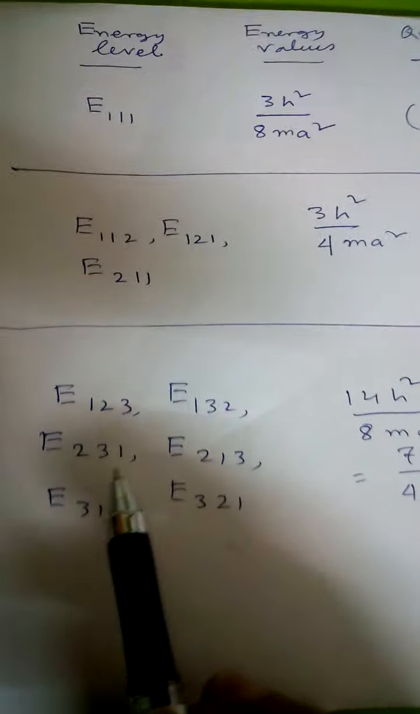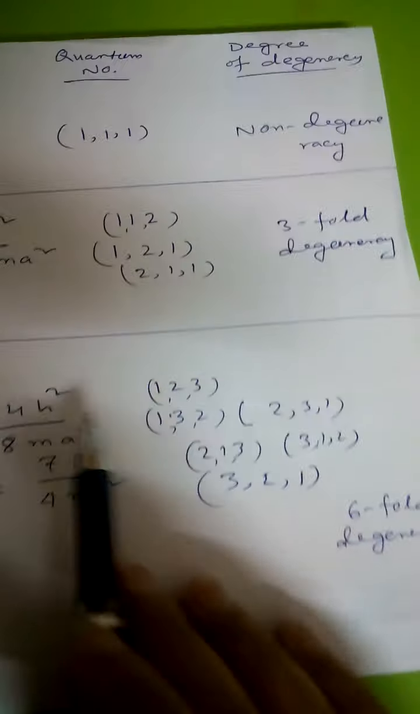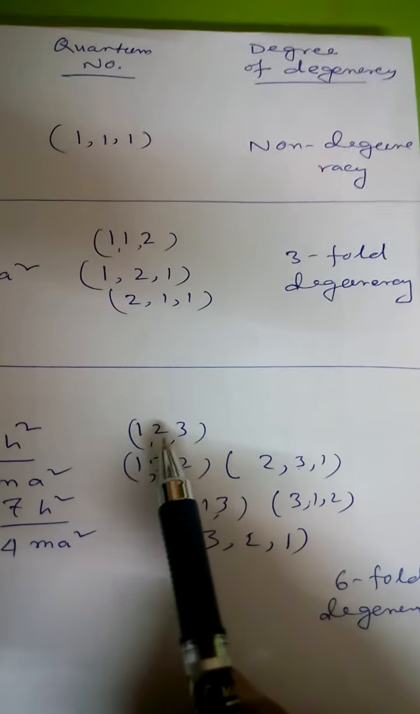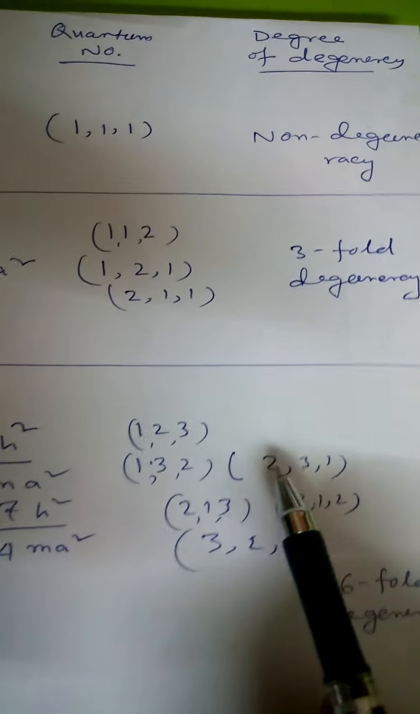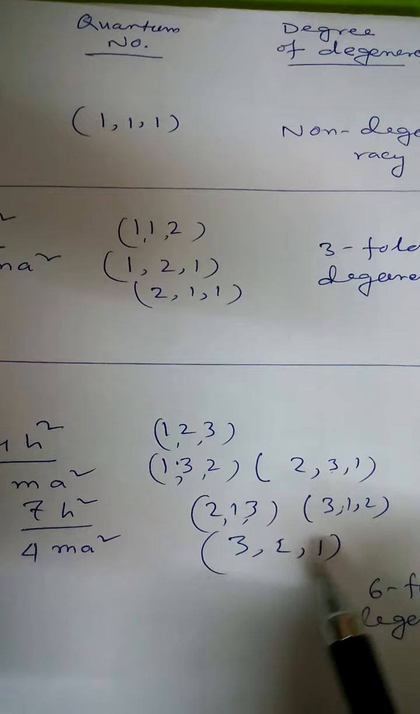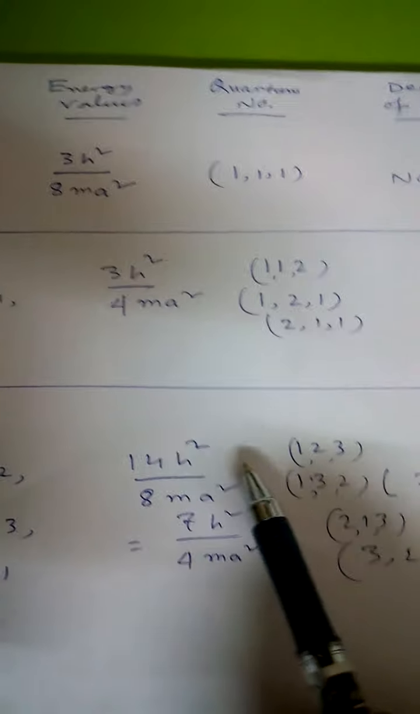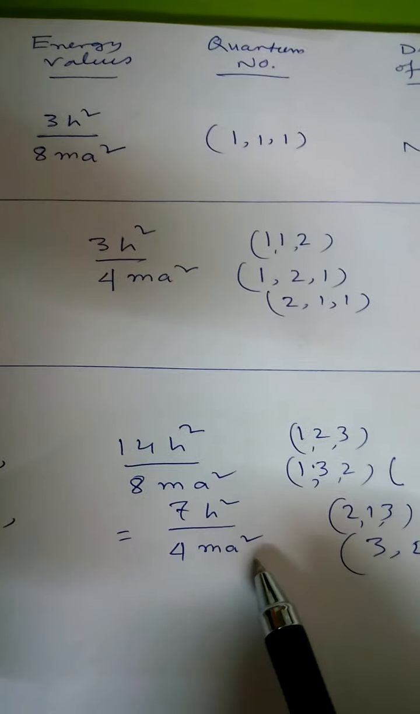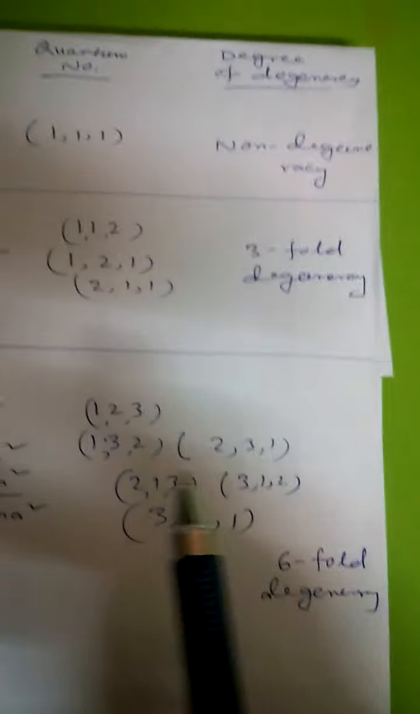Similarly, we may consider this example: nx, ny, nz can be taken as permutations and combinations of 1, 2, 3, that is 1, 2, 3, 1, 3, 2, 2, 3, 1, 2, 1, 3, 3, 1, 2, and 3, 2, 1. And these are the corresponding energy levels, and they always have the same energy eigenvalue, 7h square by 8m a square, and the corresponding wave functions are different.